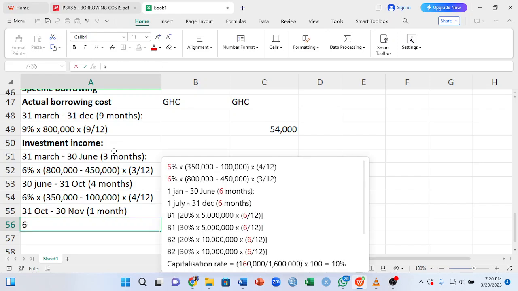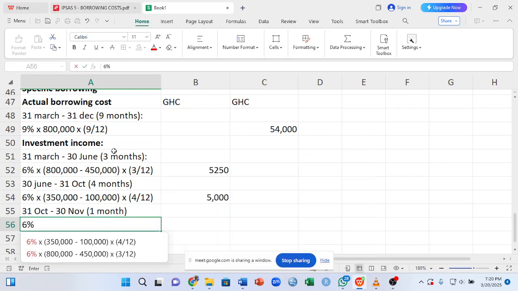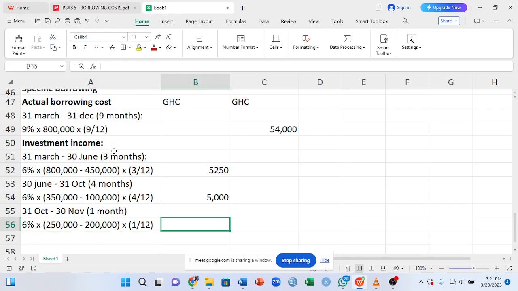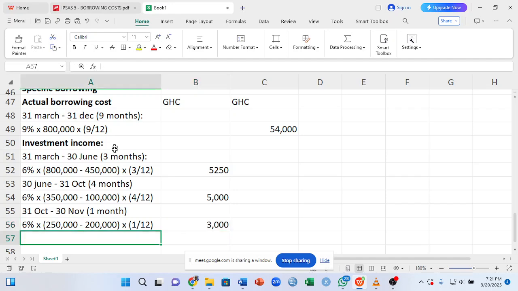So that will be 6% times the 250,000 that we had over there minus the payment of 200,000, times 1 over 12. That gives 3,000. Okay, then we move on to the next one.